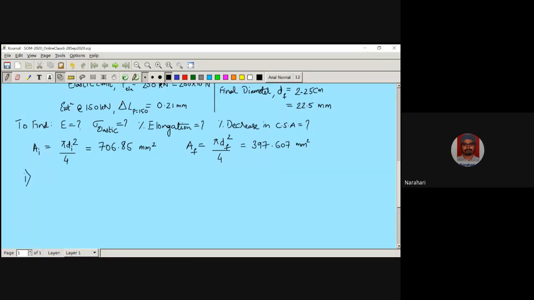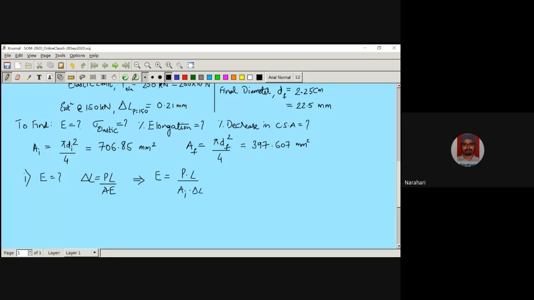First we have to find out, what is the first thing they have asked? Young's modulus. How to find out Young's modulus? Rearrange the same equation which you wrote above: delta L is equals to PL by AE. So E is equals to P into L by A into delta L.